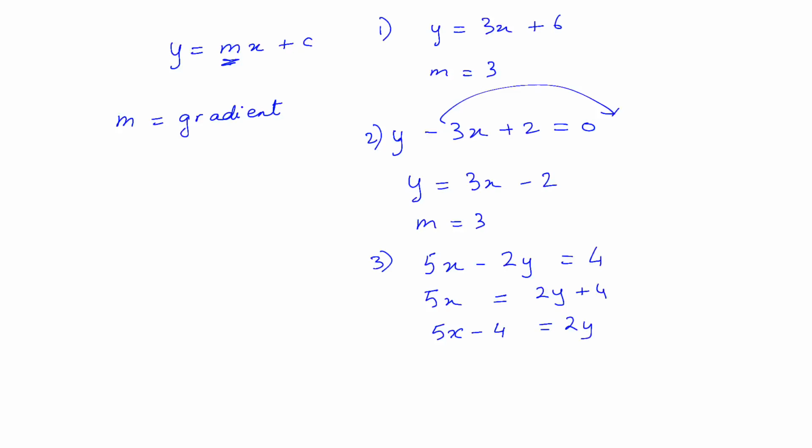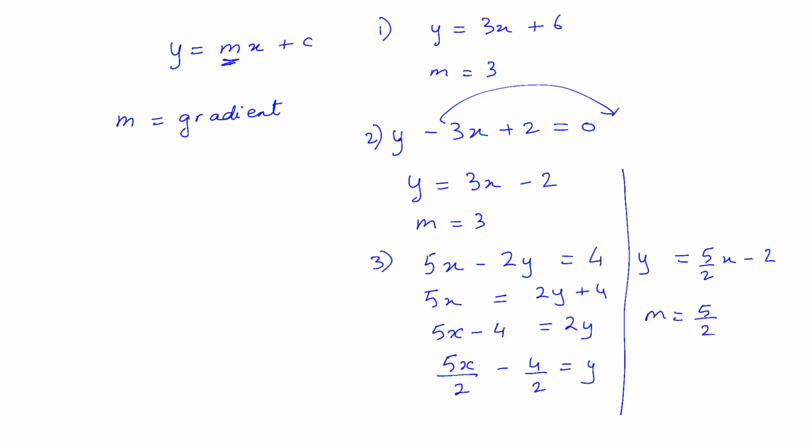You also have a 2 before y. This is 2y. 2y means 2 multiplied by y. So the 2 when we bring to the other side is going to be a divide. Divide each term by 2. Now that we have written this, y is equal to 5 over 2 x, minus 4 divided by 2 is 2. What is the gradient in this case? 5 over 2.